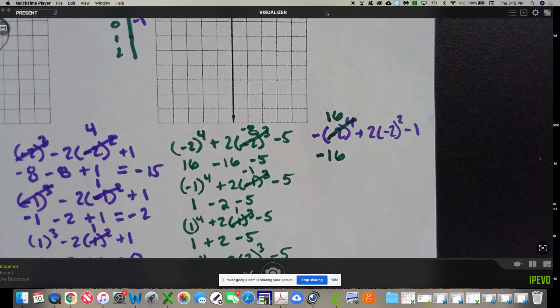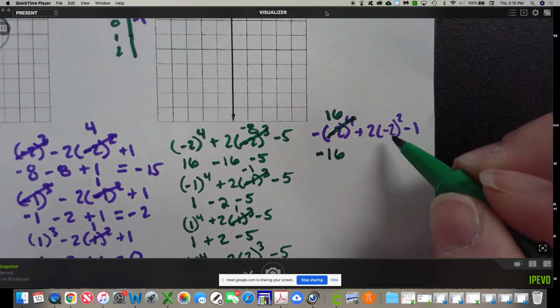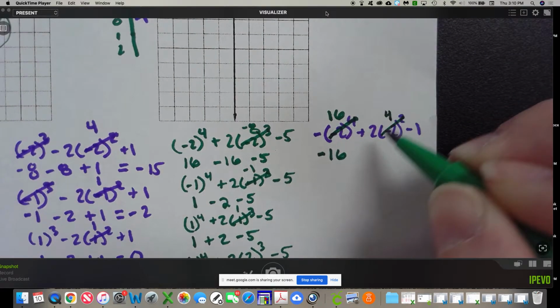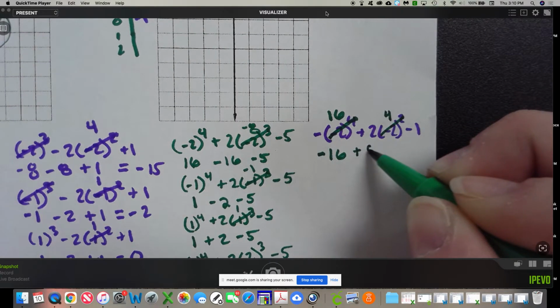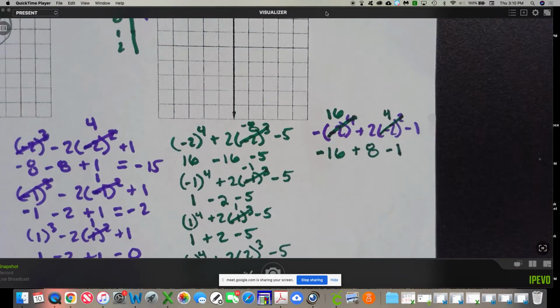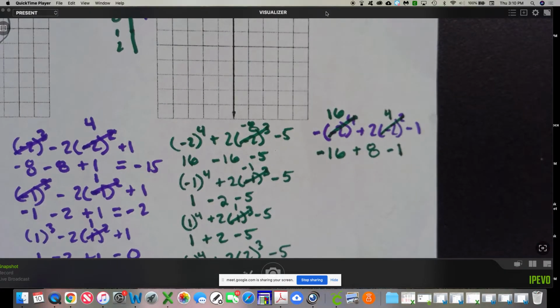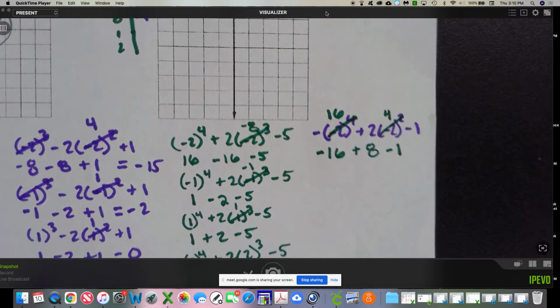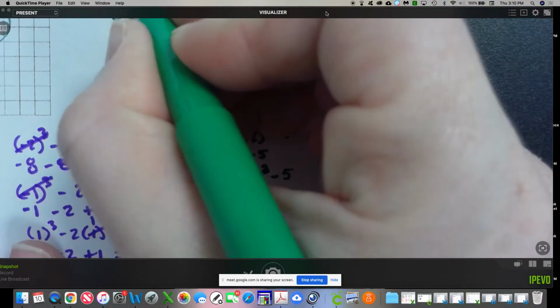Okay? Then I do 2 times -2 to the 2nd power, which is 4, so that becomes plus 8. And then minus 1. Okay? -16 plus 8 minus 1 is -9. That goes in my chart there. Okay? -9.